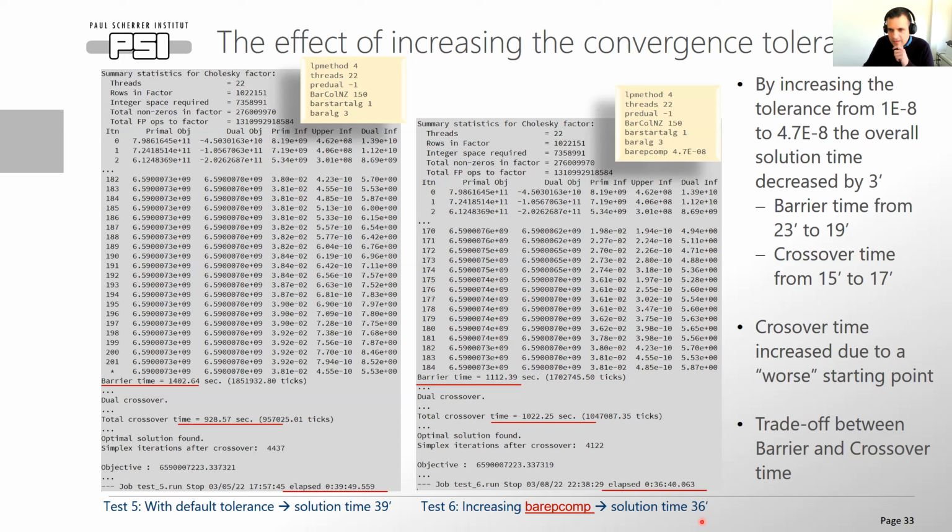However, things are not always pink and nice, because it can be that the barrier time is reduced, but the crossover time increases because by changing the tolerance we don't match exactly the point where the barrier stopped and crossover started. So we can worsen a little bit the starting point of crossover. So it's a trade-off between barrier and crossover time. And indeed, if the wasted barrier iterations are small compared to the total, maybe it doesn't make sense to change this.